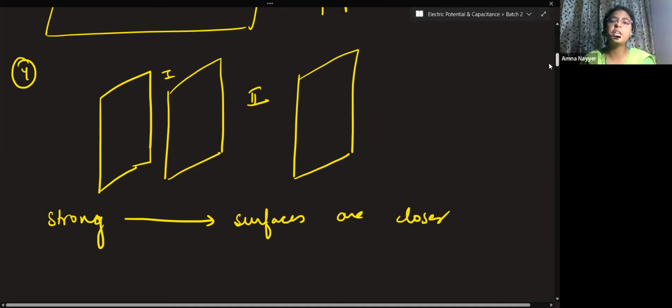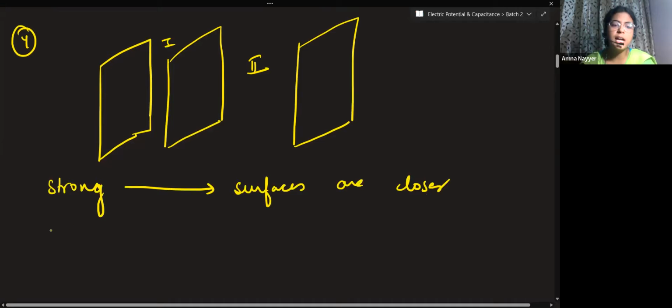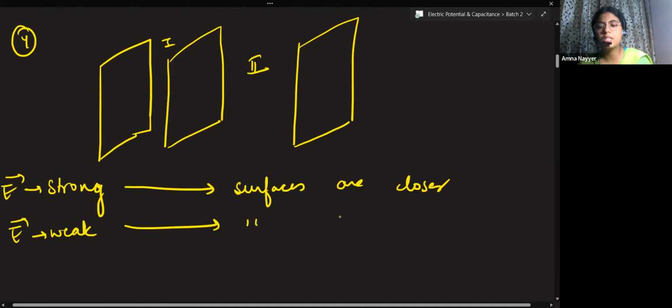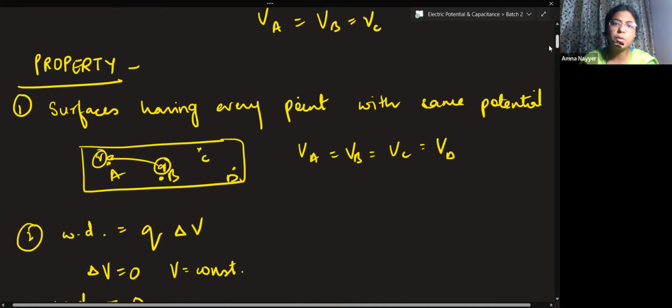If you have equipotential surfaces kept at a distance, that shows the electric field is weak. If they are close, the electric field is strong. If the electric field is weak, that shows surfaces are far apart from each other. So by looking at the equipotential surfaces, you can directly conclude this. These are the 4 properties of equipotential surfaces.